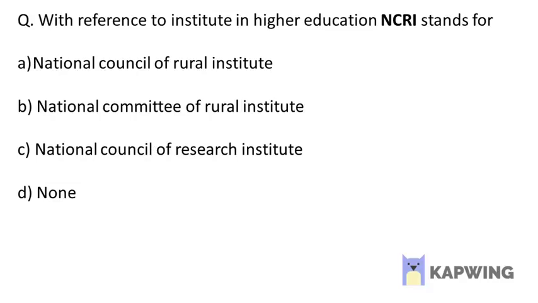With reference to institutes in higher education, NCRI stands for? This is important because this is somewhat of an out-of-the-box question. Now let's see what the options are. Option A is National Council of Rural Institute, B is National Committee of Rural Institute, C is National Council of Research Institute, and D is none. Generally we tend to go for research, but this is not National Council of Research Institute. It is National Council of Rural Institute, and its headquarters is in Hyderabad. So the correct option is A, National Council of Rural Institute. Now moving on to the next question.